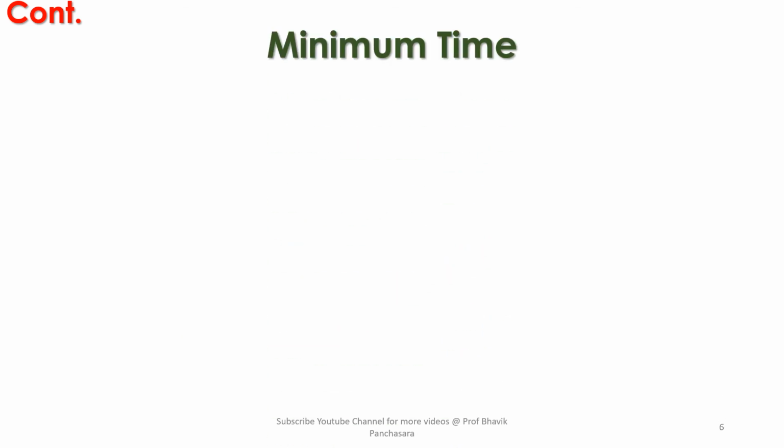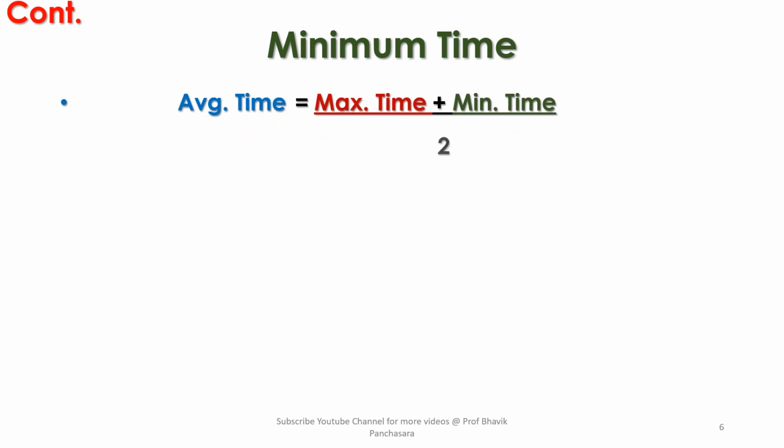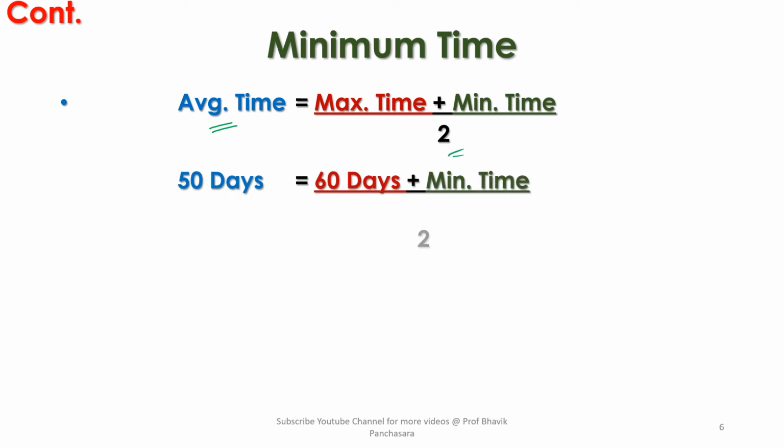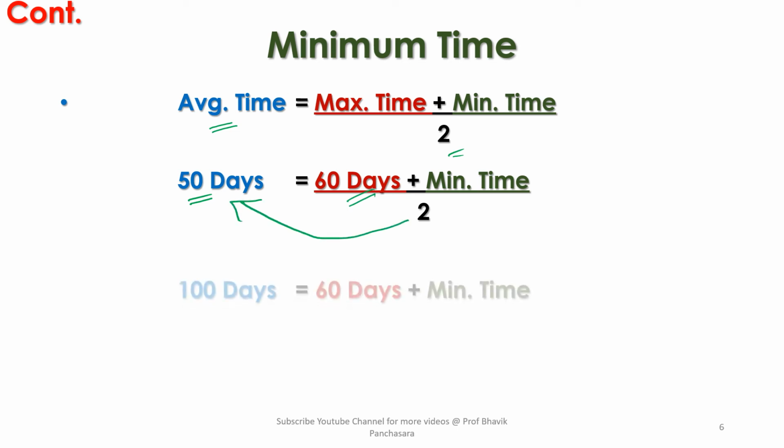Okay friends, before we calculate the maximum level, we have to calculate the minimum time with the help of the average time formula, that is maximum plus minimum time divided by 2. Let us put the values. So, here average time is 50 days, maximum time is 60 days. Here 2 will multiply with 50 days given in the left hand side.